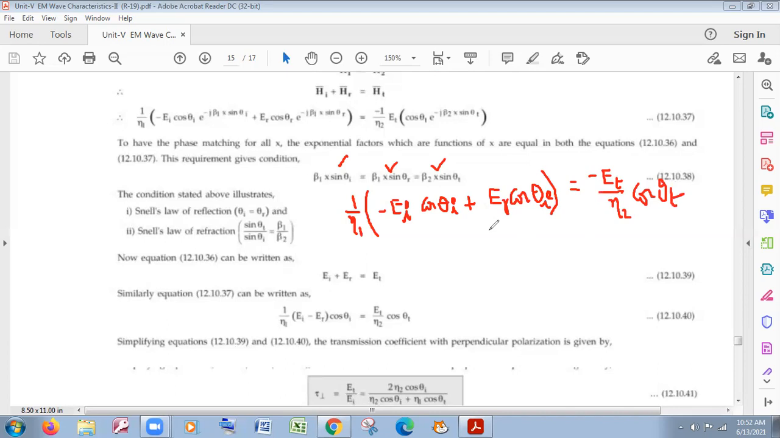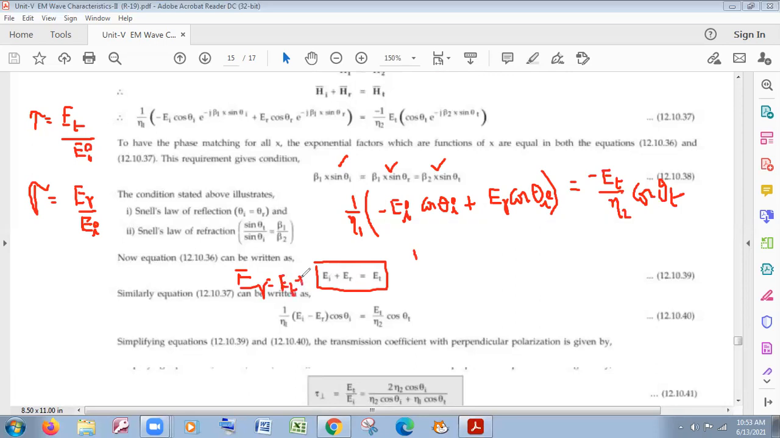Now you can substitute EI plus ER is equal to ET to find the reflection coefficient and the transmission coefficient. Transmission coefficient tau is equal to the ratio ET by EI, and the reflection coefficient gamma is equal to ER by EI. To find the transmission coefficient, eliminate ER. Using the equation EI plus ER is equal to ET, ER is equal to ET minus EI.